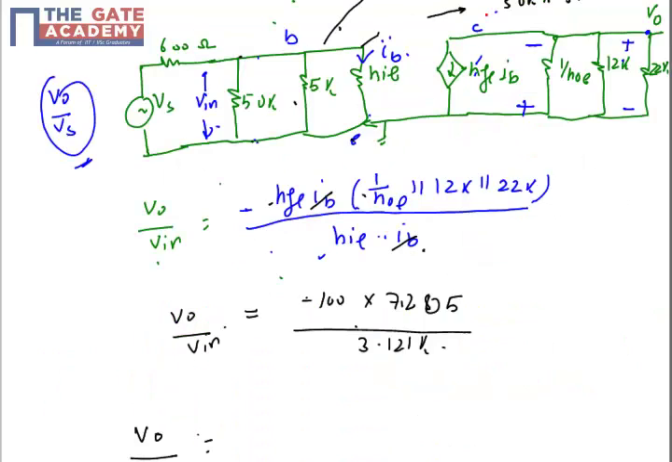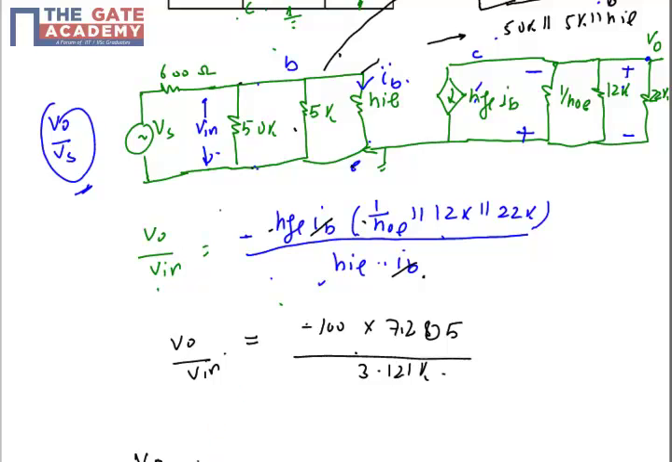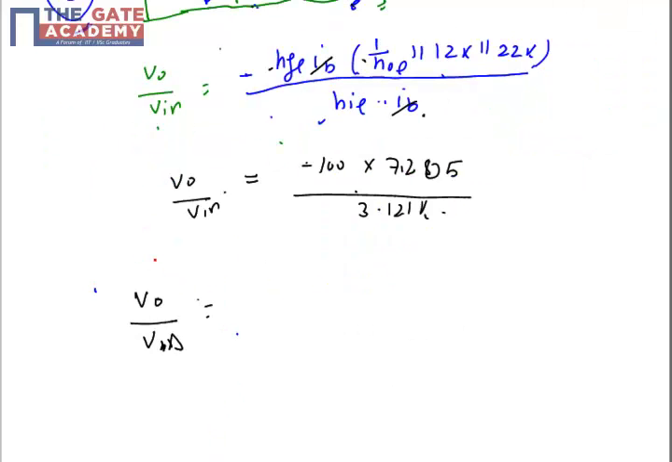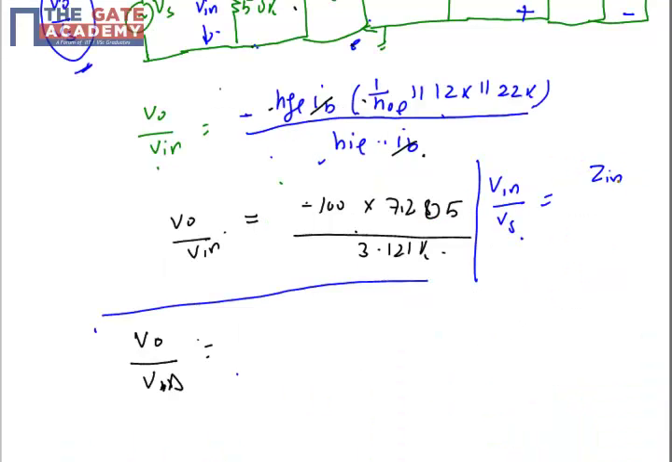What will be my Vin here? What my voltage divider says is that my Vin will be the impedance across which I need to calculate the voltage, that is Zin, into the total supply voltage Vs upon the total impedance, that is 600 plus Zin. So from this expression, Vin by Vs will be Zin upon 600 plus Zin.